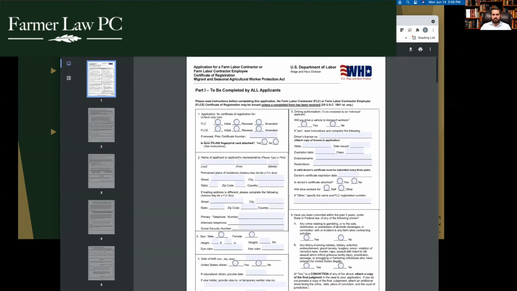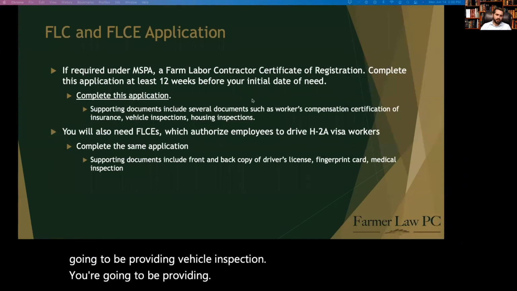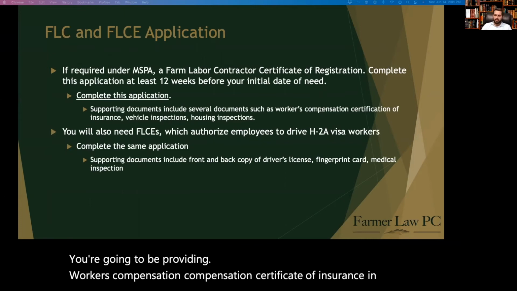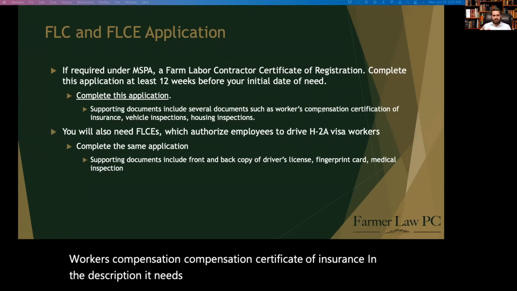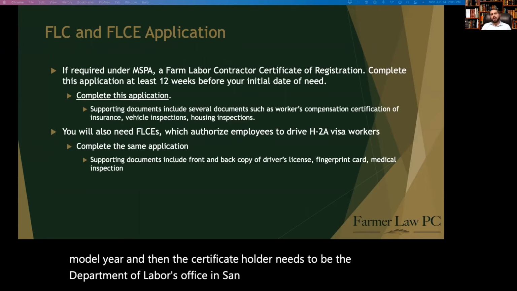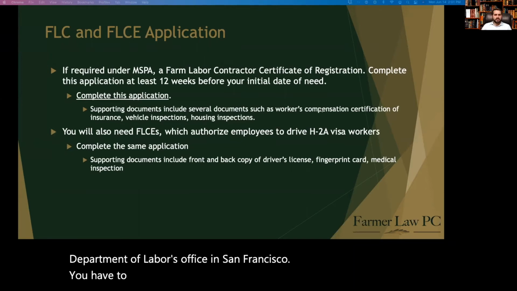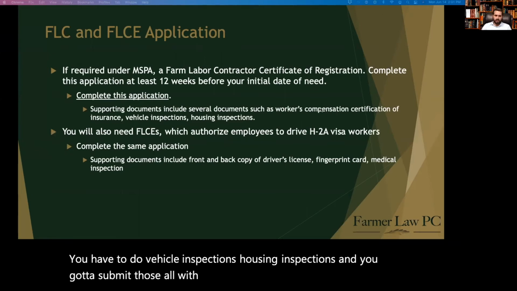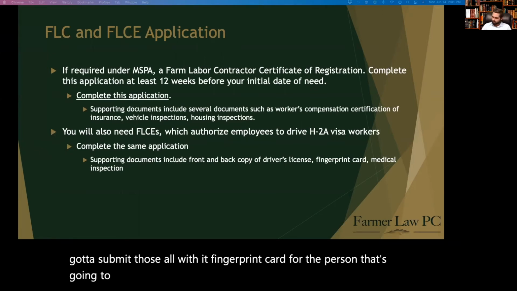With this, you're going to be providing vehicle inspection. You're going to be providing a workers' compensation certificate of insurance. In the description, it needs to have a list of the vehicles by make, model, year, and VIN. The certificate holder needs to be the Department of Labor's office in San Francisco. You have to do vehicle inspections and housing inspections, and you've got to submit those all with it. Also a fingerprint card for the person that's going to be applying.